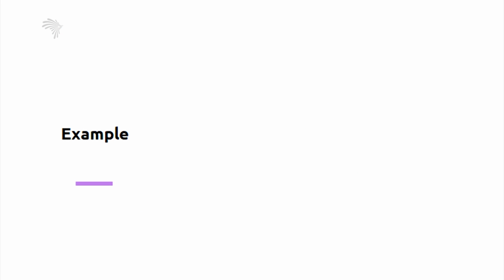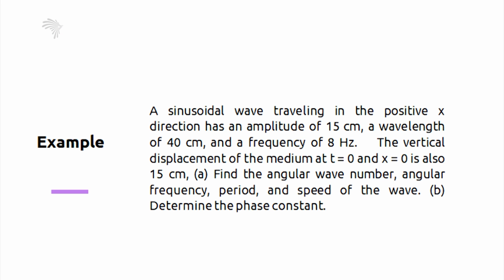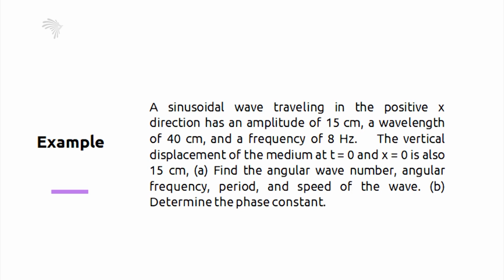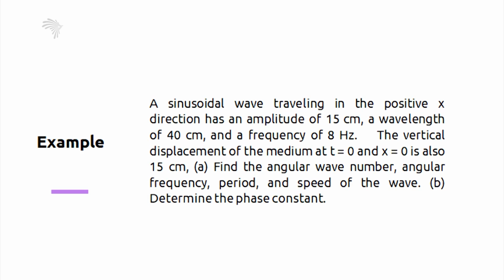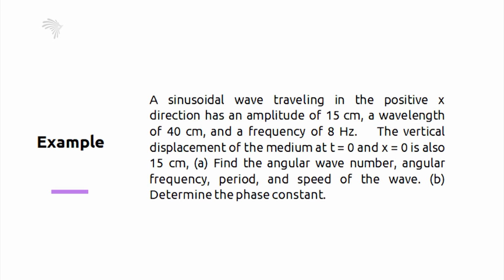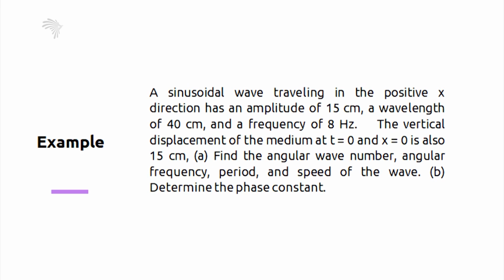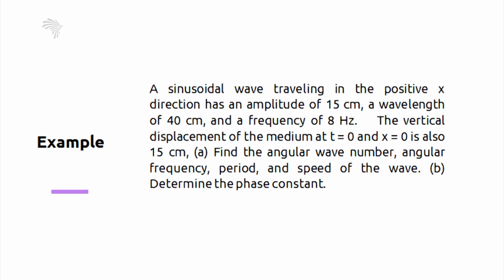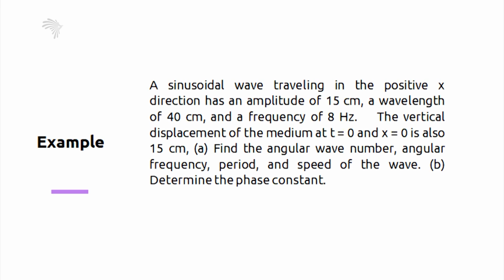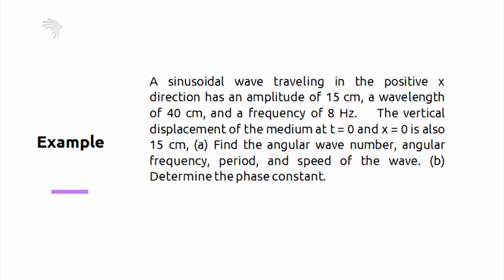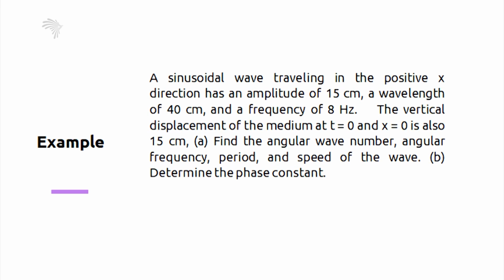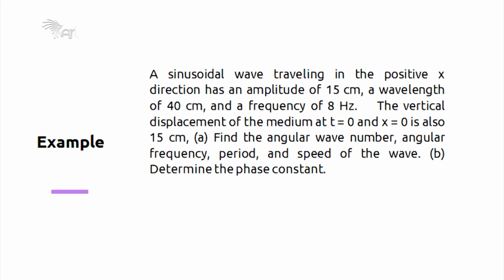Here is an example. A sinusoidal wave traveling in the positive x direction has an amplitude of 15 cm, a wavelength of 40 cm, and a frequency of 8 Hz. The vertical displacement of the medium at t = 0 and x = 0 is also 15 cm. You are asked to find the angular wave number, the angular frequency, period, the speed of the wave, and also to determine the phase constant.